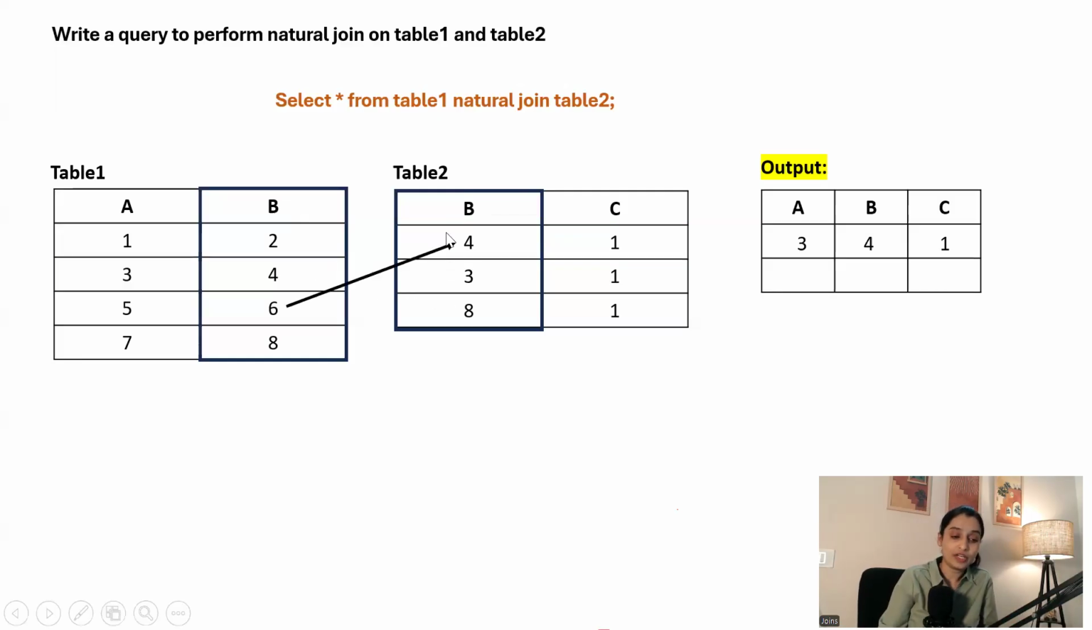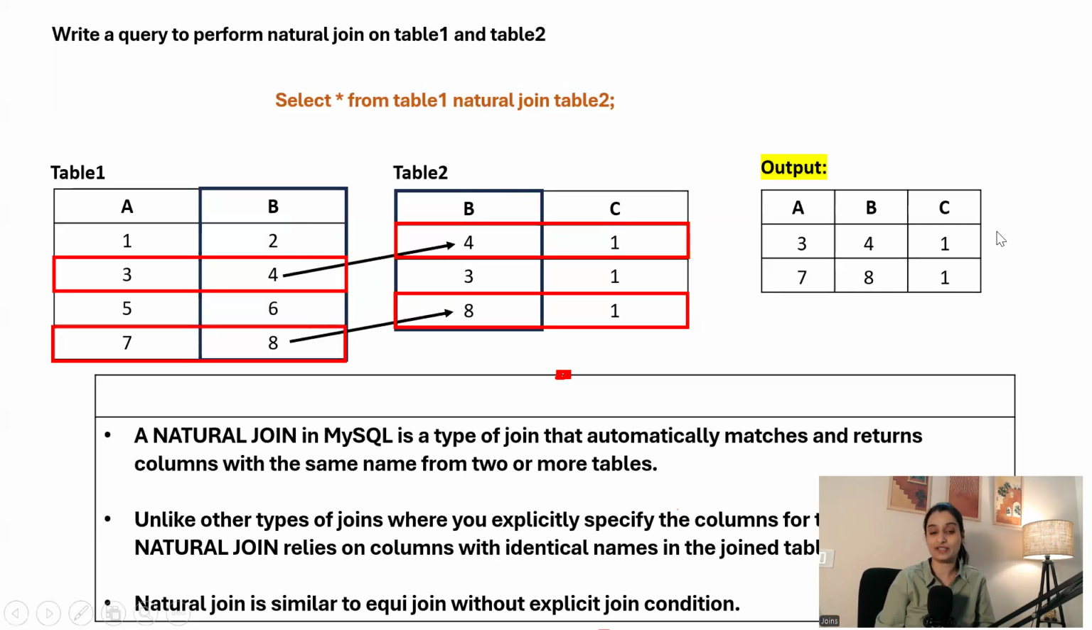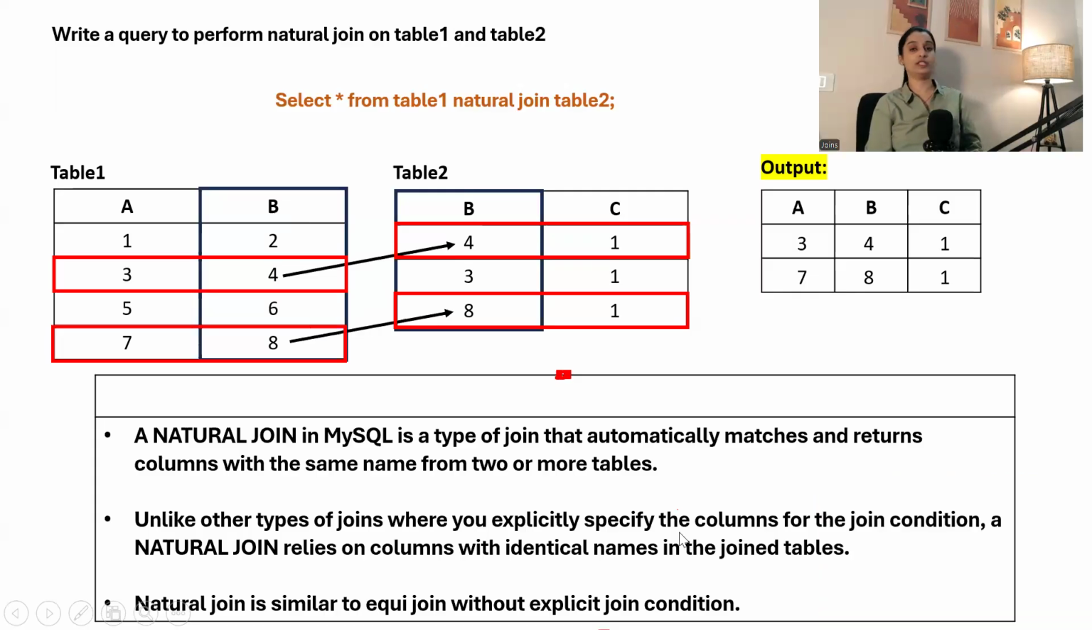Now it will continue checking. For 6 also there is no matching record. For 8, is there any matching record in table 2? Yes. So that will be considered in your output like this. So duplicate records are not present in natural join. Do remember this. You can go through these points.